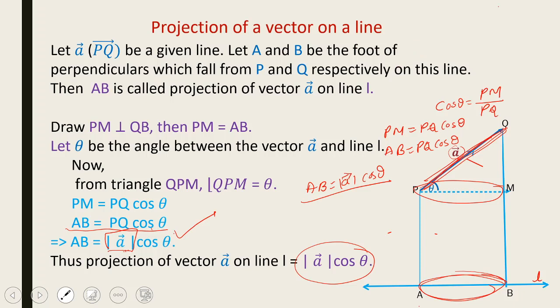Let me come back once again to this slide. See dear students, what I got here: projection of vector A on line L is magnitude of A into cos theta. Again I am telling, projection of vector A on line L is magnitude of A into cos theta.